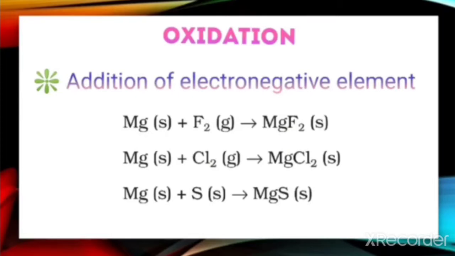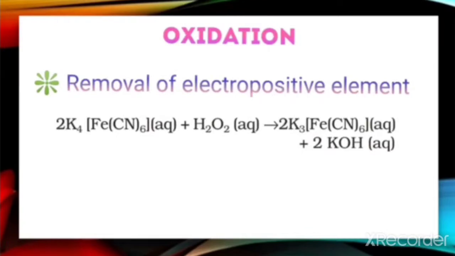It can also be defined in this way, that is, the removal of electropositive element is called oxidation. From here to here, you can see that here K4 is there, here K3 is there. That means one K is removed from here. What is happening from here to here? Removal of electropositive element, that is potassium, is taking place. That's why it is called oxidation.